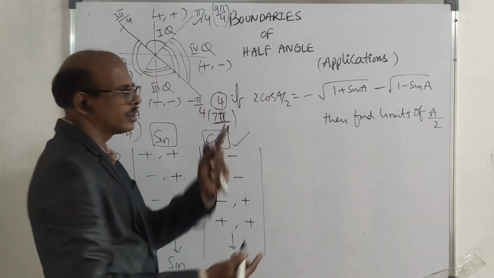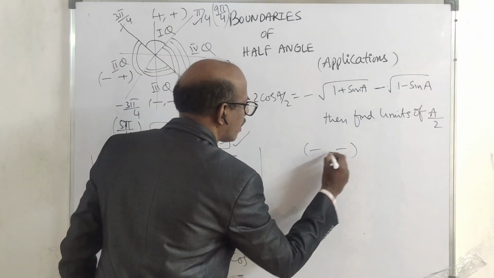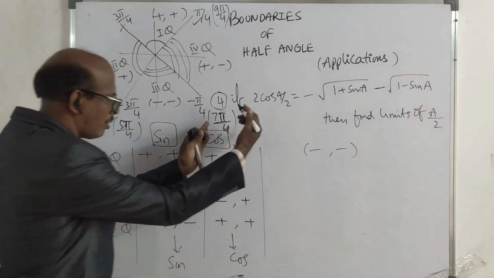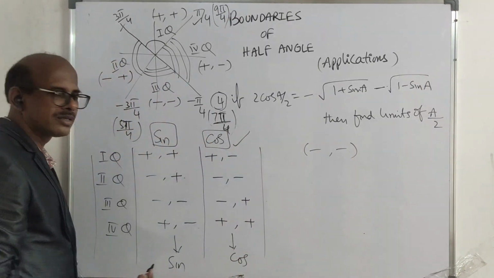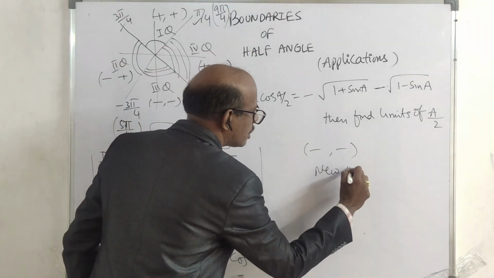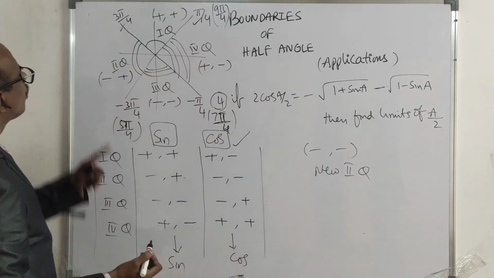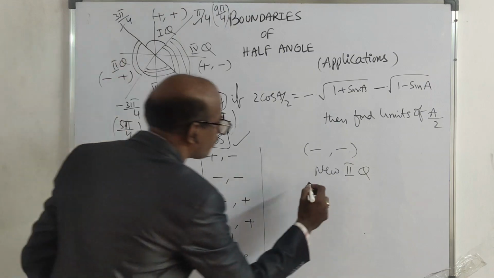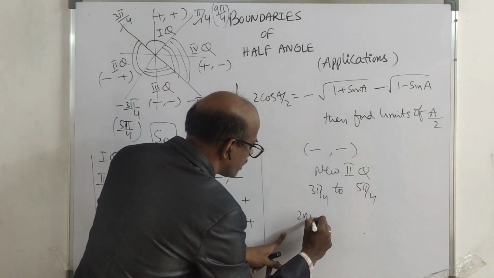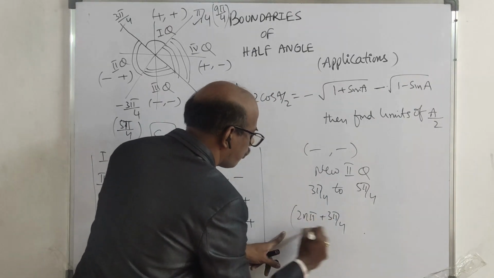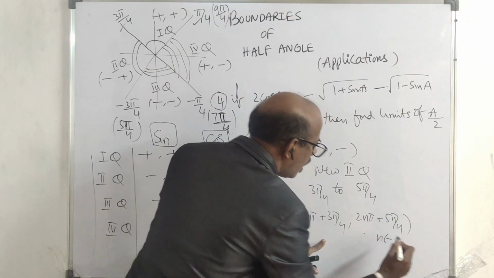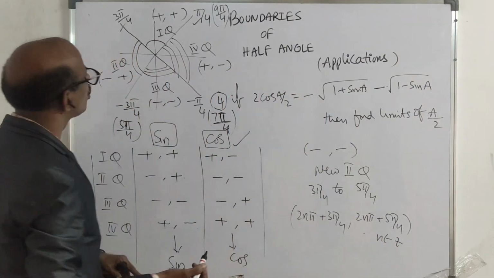The cos question has a negative, so immediately in the table, the second column, the one called minus, it is new second. Concentrate, new second means the boundaries are 3 pi by 4 to 5 pi by 4. So the result is 2n pi plus 3 pi by 4 to 2n pi plus 5 pi by 4, where n belongs to z.